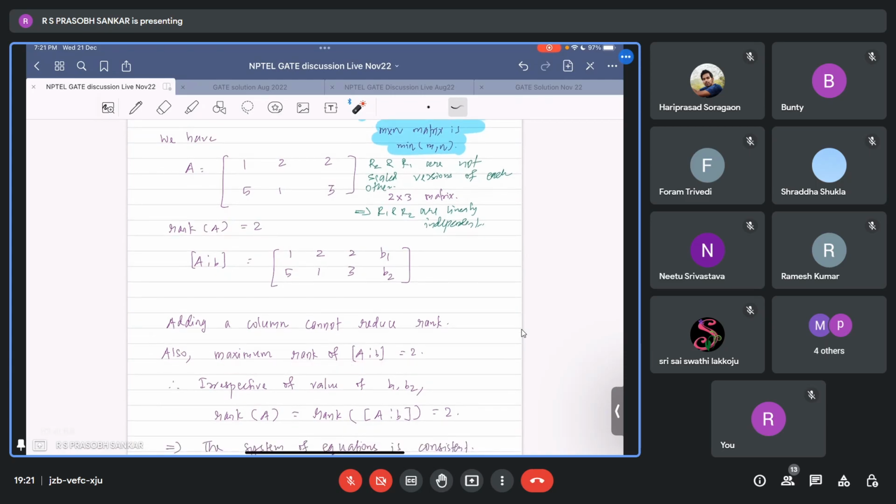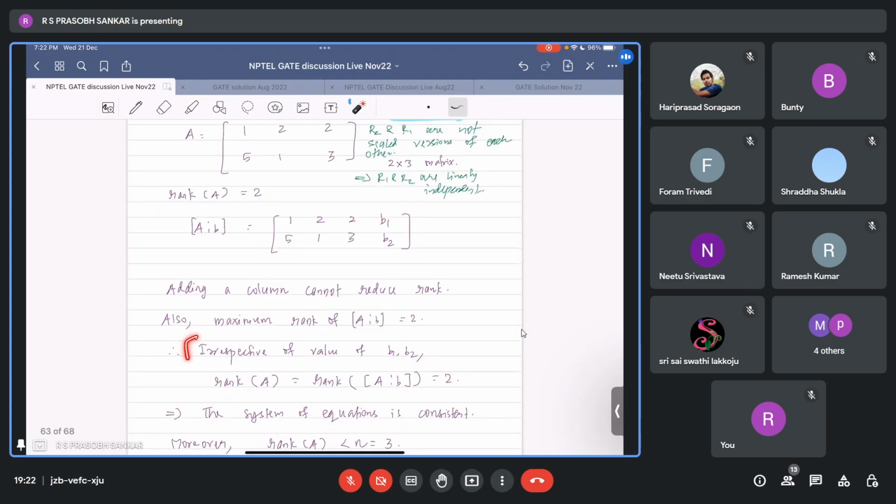Similarly, the maximum rank of this augmented matrix is 2. Why is that so? Because this is a 2 cross 4 matrix and the maximum possible rank is 2. But we already know that this always has rank 2, because this part, the A matrix, already has rank 2. So if we add a few more terms here, the rank will not reduce, and the rank also cannot increase because 2 is the maximum value possible. So irrespective of the values of B1 and B2, rank of A is always the same as rank of A augmented B, which is 2.